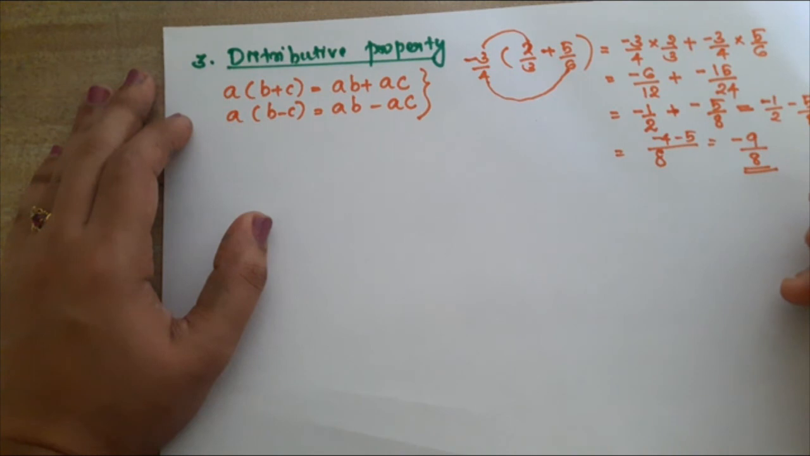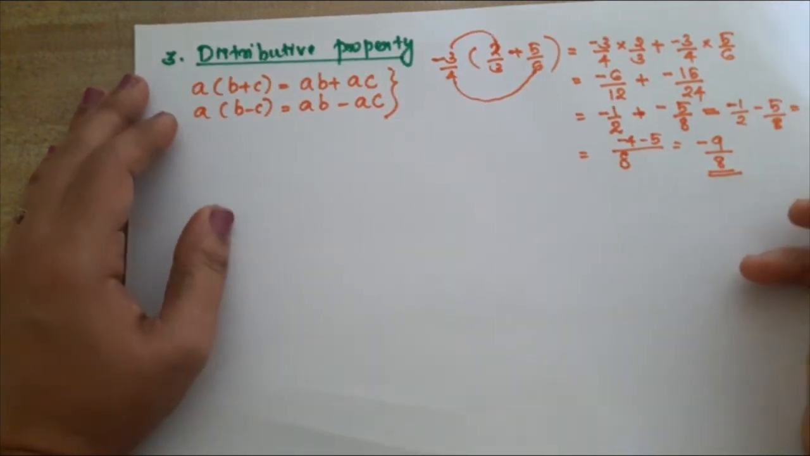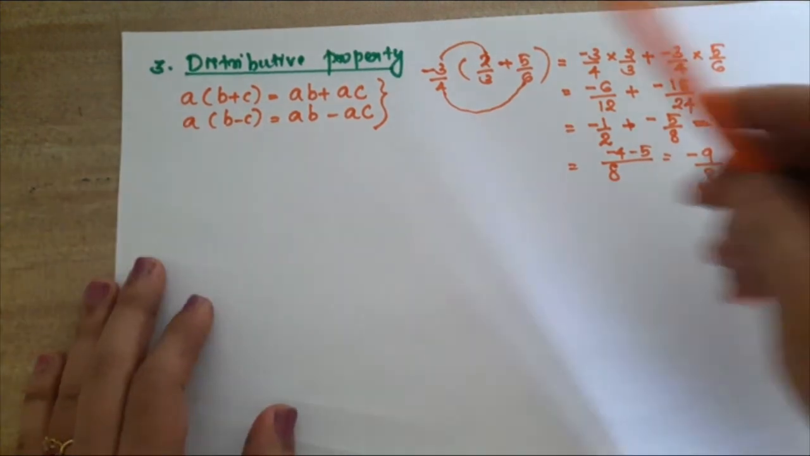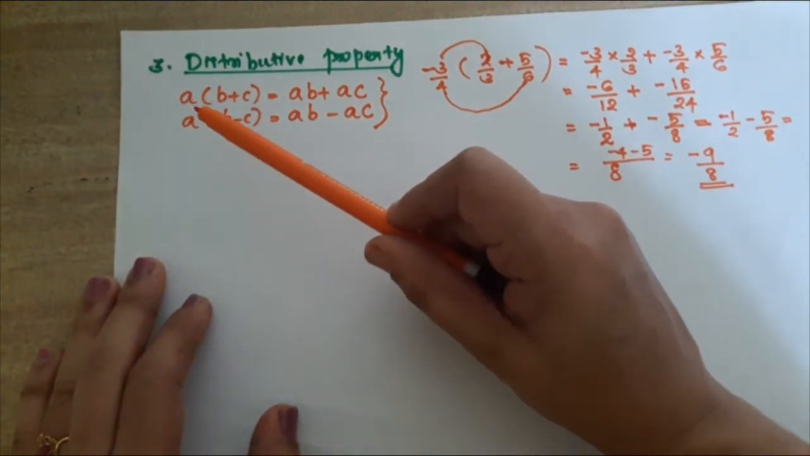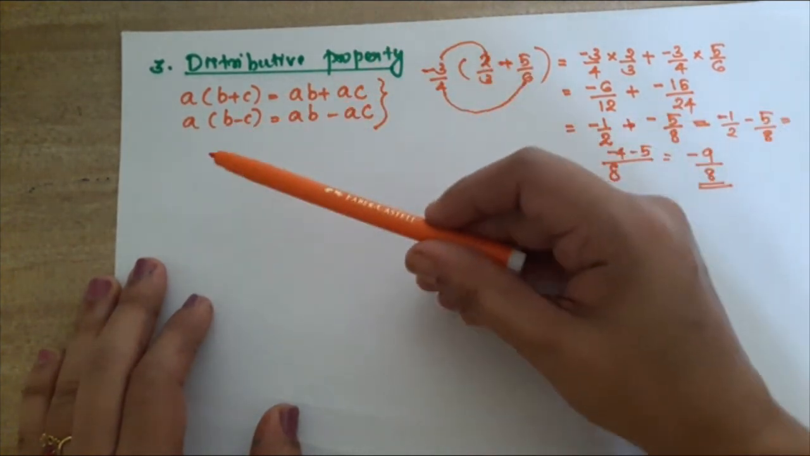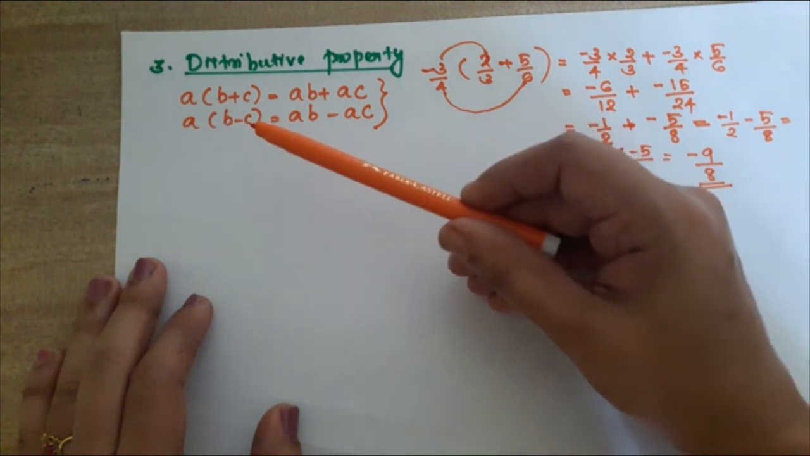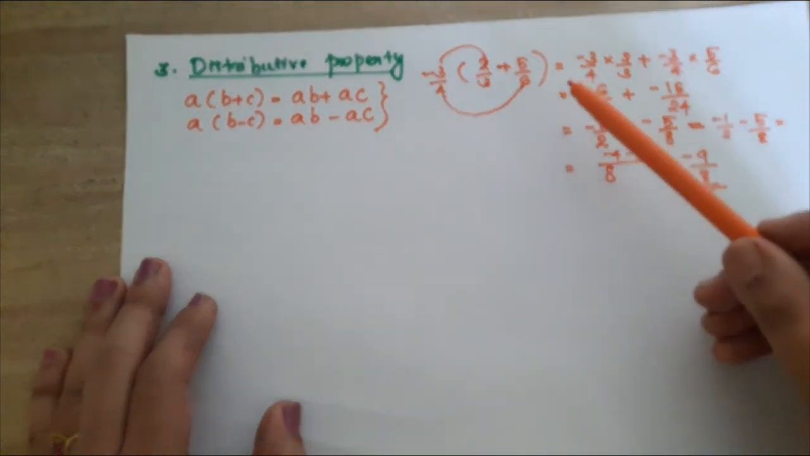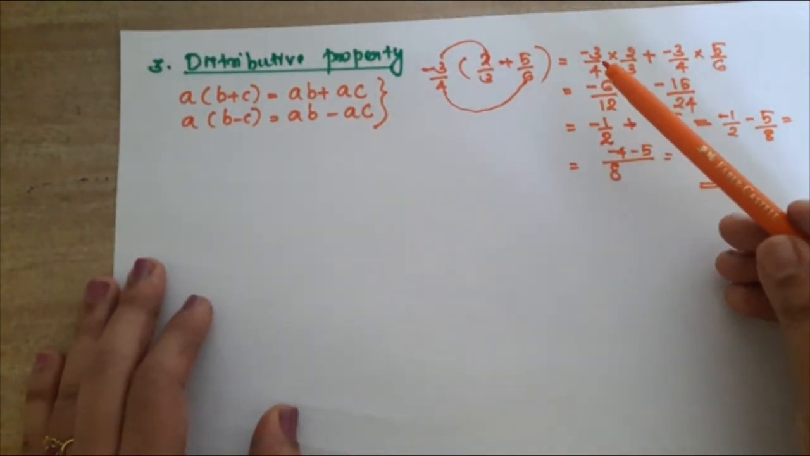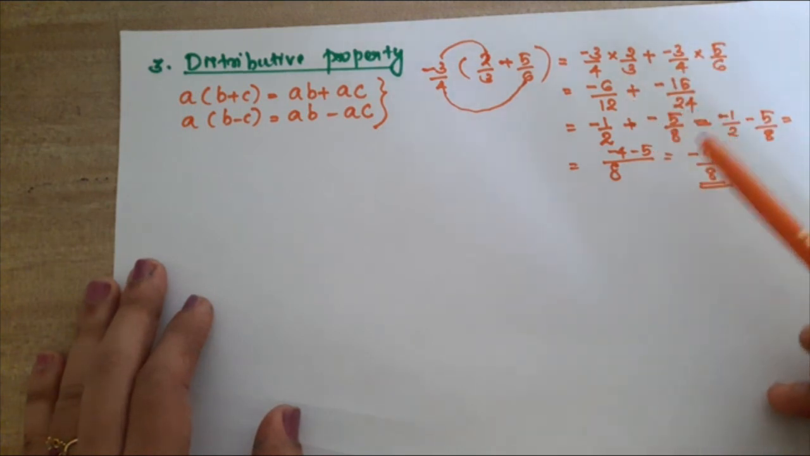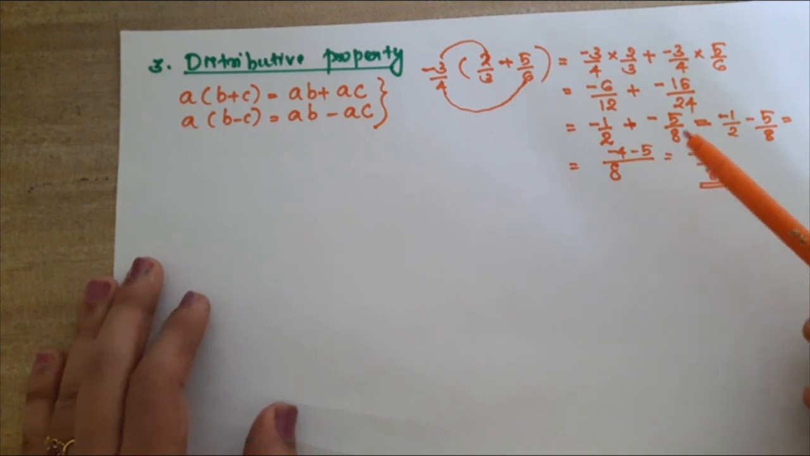Okay, this is the distributive property for rational numbers. I will repeat: distributive property means a into (b plus c) is a into b plus a into c, and a into (b minus c) is a into b minus a into c, that is ab minus ac. This is the example for you, minus 3 by 4 into 2 by 3, taking the LCM. Okay, got it? This is the distributive property.